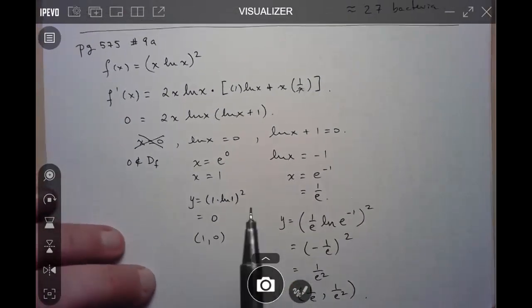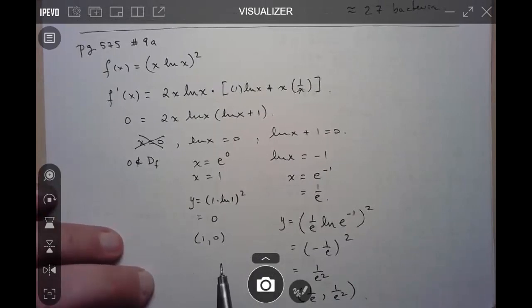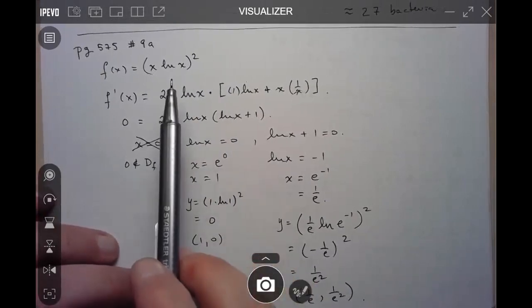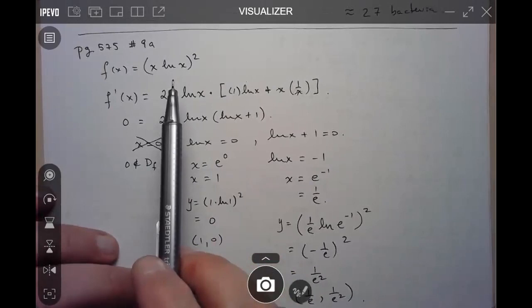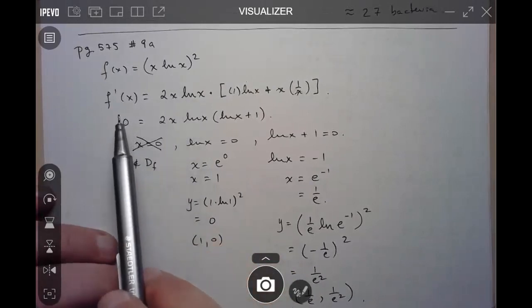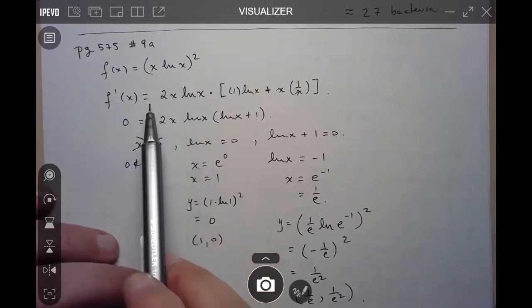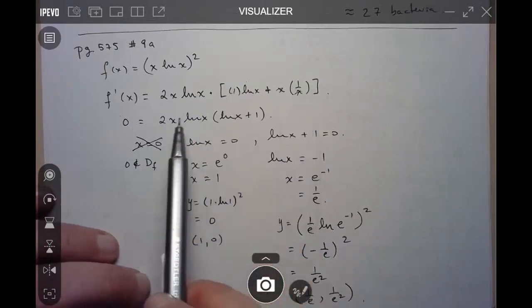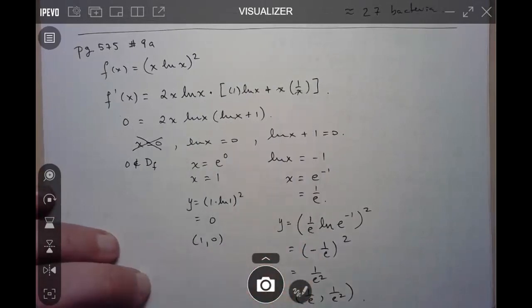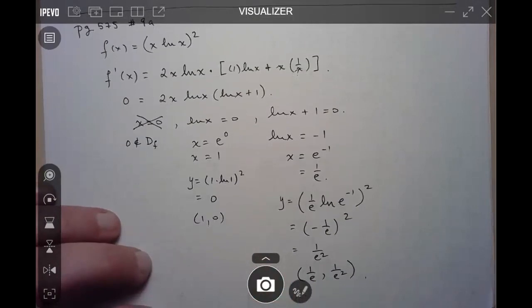But if we go back to the main idea here, we want to know when the tangent is horizontal. In other words, we need to determine when the derivative is 0. And we have to apply not only our derivative rules, but do a little bit of algebra. All right. Any questions on this one here?